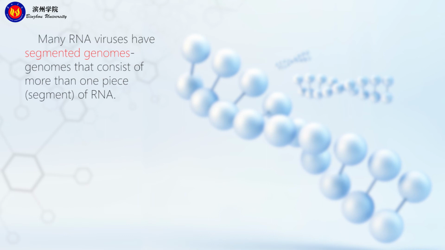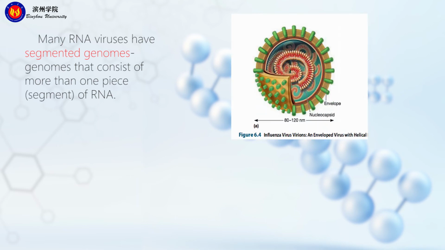Many RNA viruses have segmented genomes. These genomes consist of more than one piece of RNA. Look at this picture. It is influenza virus. Look inside the virus. There are mainly segments.